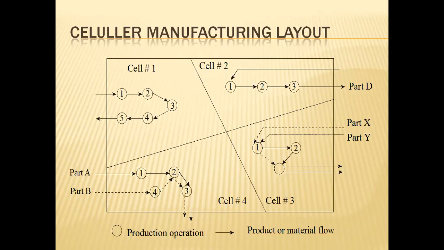Now the disadvantages include reduced manufacturing flexibility, potentially increased machine downtime, since machines are confined to cells and may not be used all the time. And finally, duplicate pieces of equipment may be needed so that parts need not be transported between the cells.